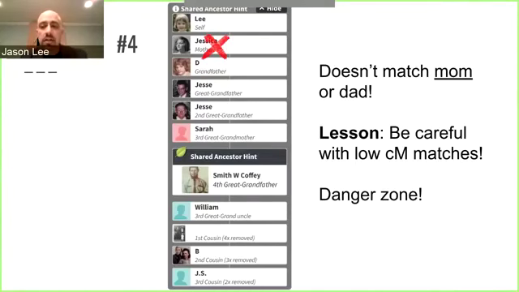So a lesson in this case, be very careful with low centimorgan matches. You can see this quite frequently, even with shared ancestor hints. So just pay close attention to what's going on with the shared centimorgans. People have said that when you're down near the bottom of the range, for matches at 6 centimorgans, we're down close to the bottom of the range. When you're down at the bottom of the range, you're really in a danger zone, and I would agree with that. So just pay close attention.